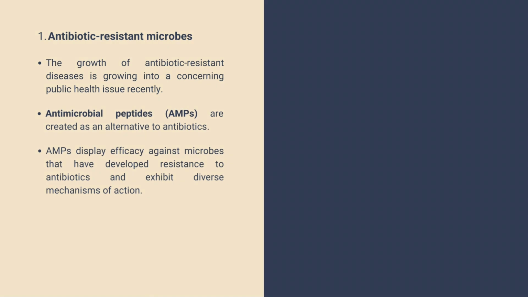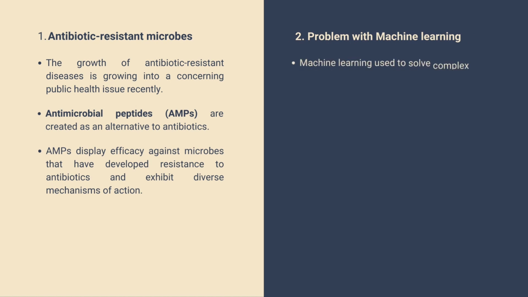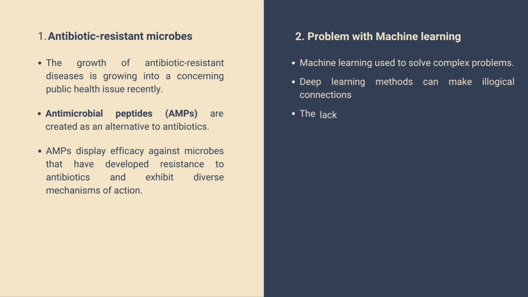So how are the scientists planning to create this AMP? They plan to use machine learning to design and create the AMP. But there are some problems regarding machine learning. As we all know, in recent times, machine learning is widely used in solving complex problems. However, a part of machine learning called the deep learning method can make illogical connections. This is because the lack of transparency in deep learning methods can limit the knowledge gained from machine learning.